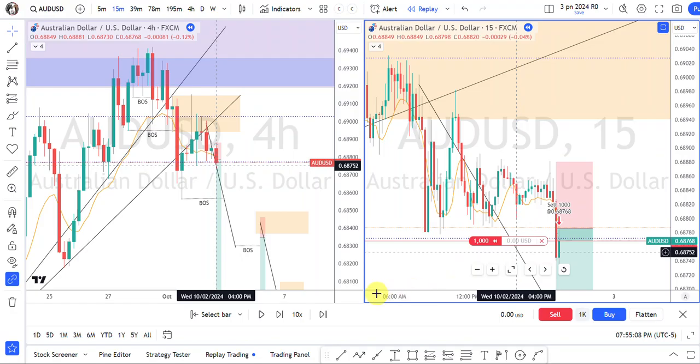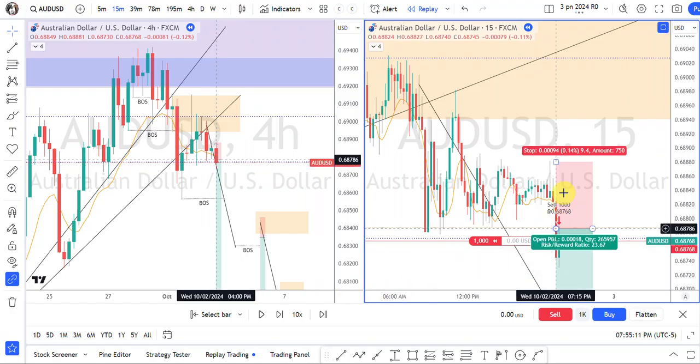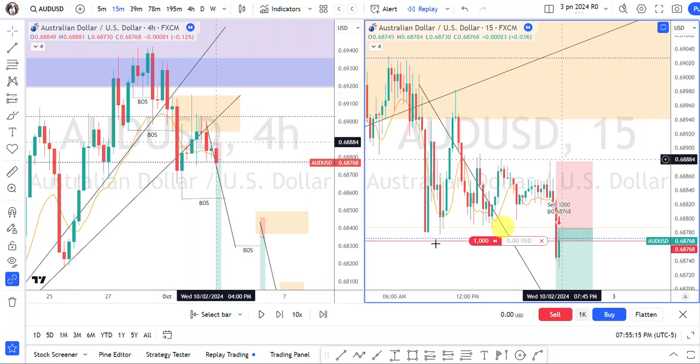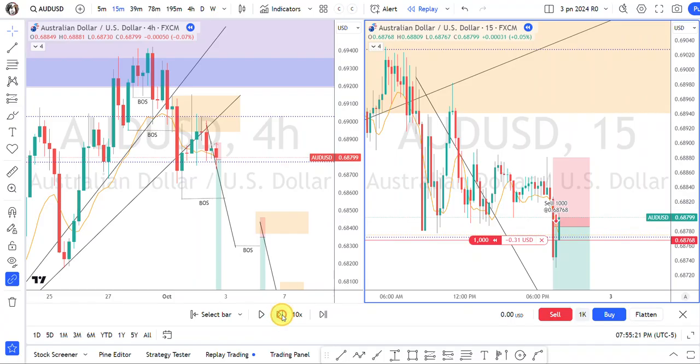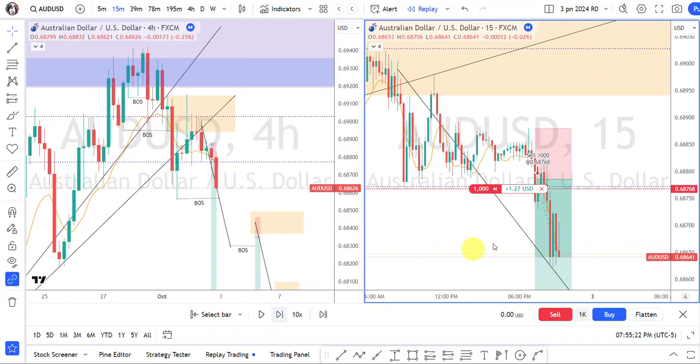So far we haven't made any money. It's possible this pulls back a little bit and our stop loss is up here. So if it goes up above here, we're out. If not, we stay in. So continue forward. It does bounce back a little bit up, but then it drops right back down.